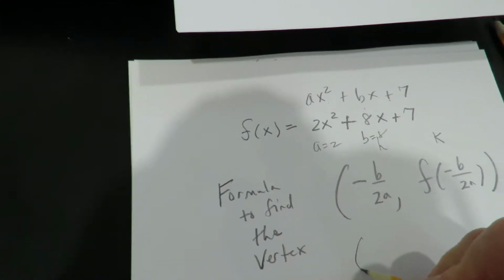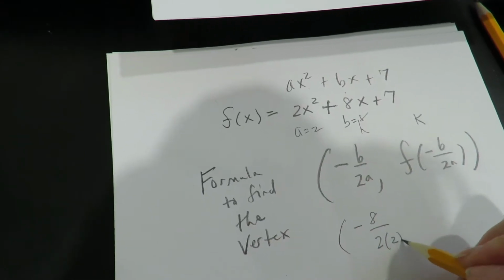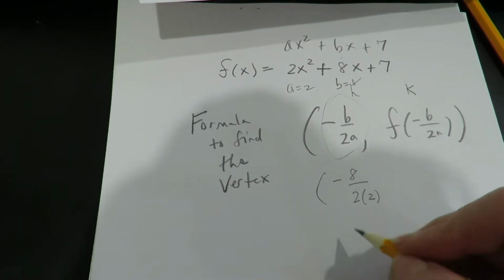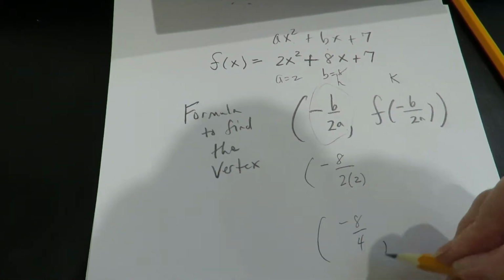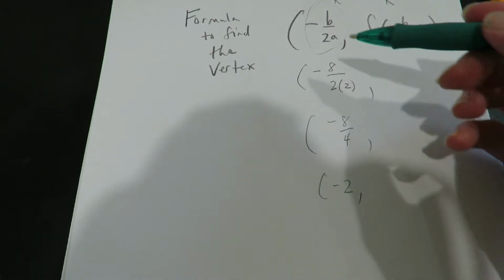All right, so let's do it. So there's a negative in the formula. We just said b is 8, 2a is 2. So the first thing you want to do is just crunch this part out here. So you've got -8 over 4. This is -2.